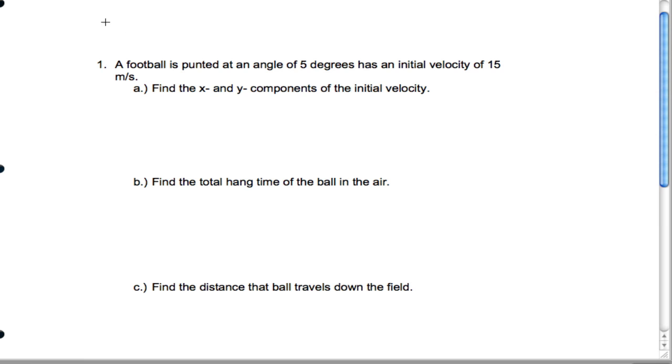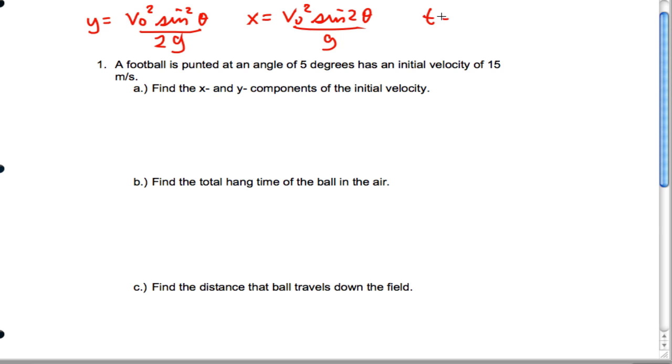Again, you're expected to remember these. You're expected to remember that the height is v naught squared sine squared theta over 2g, that the horizontal range is v naught squared sine of 2 theta over g, and that the hang time is v naught sine theta over g, and you times that by 2. You're expected to memorize all these formulas. That's something that we're going to be using a lot.